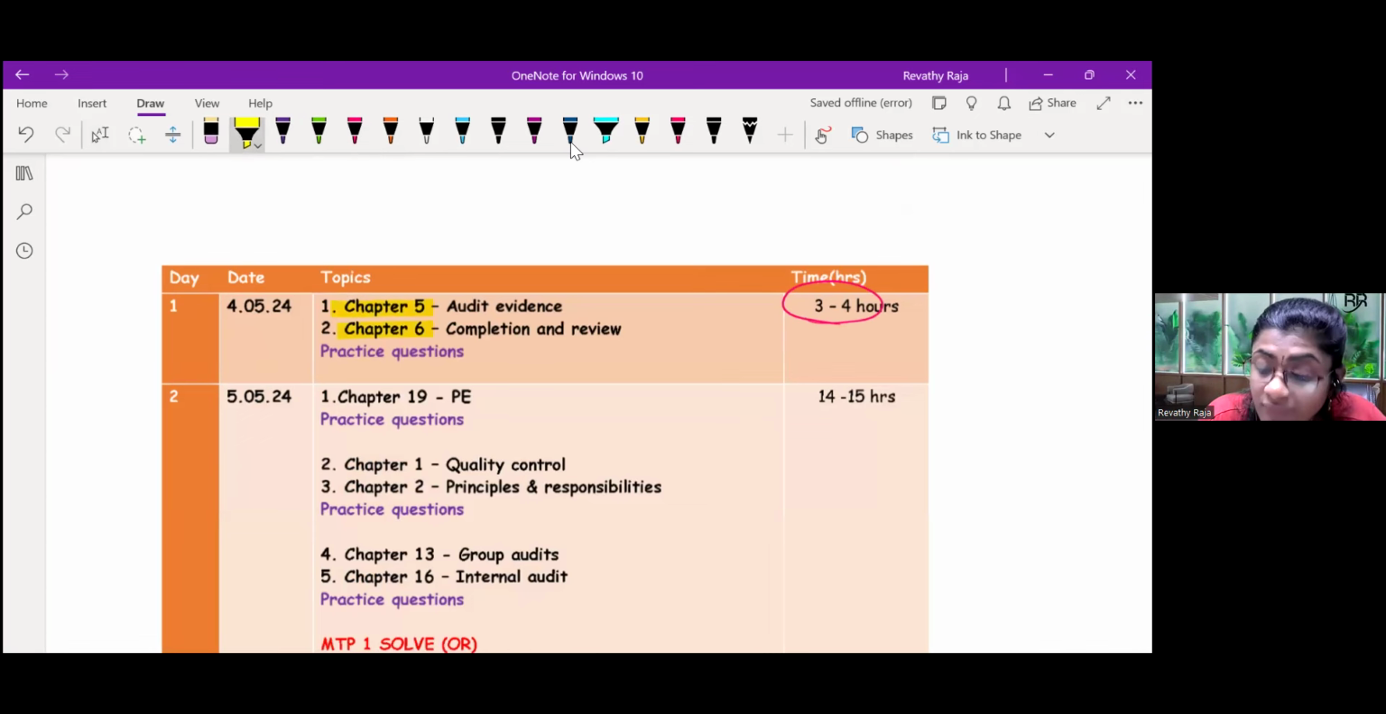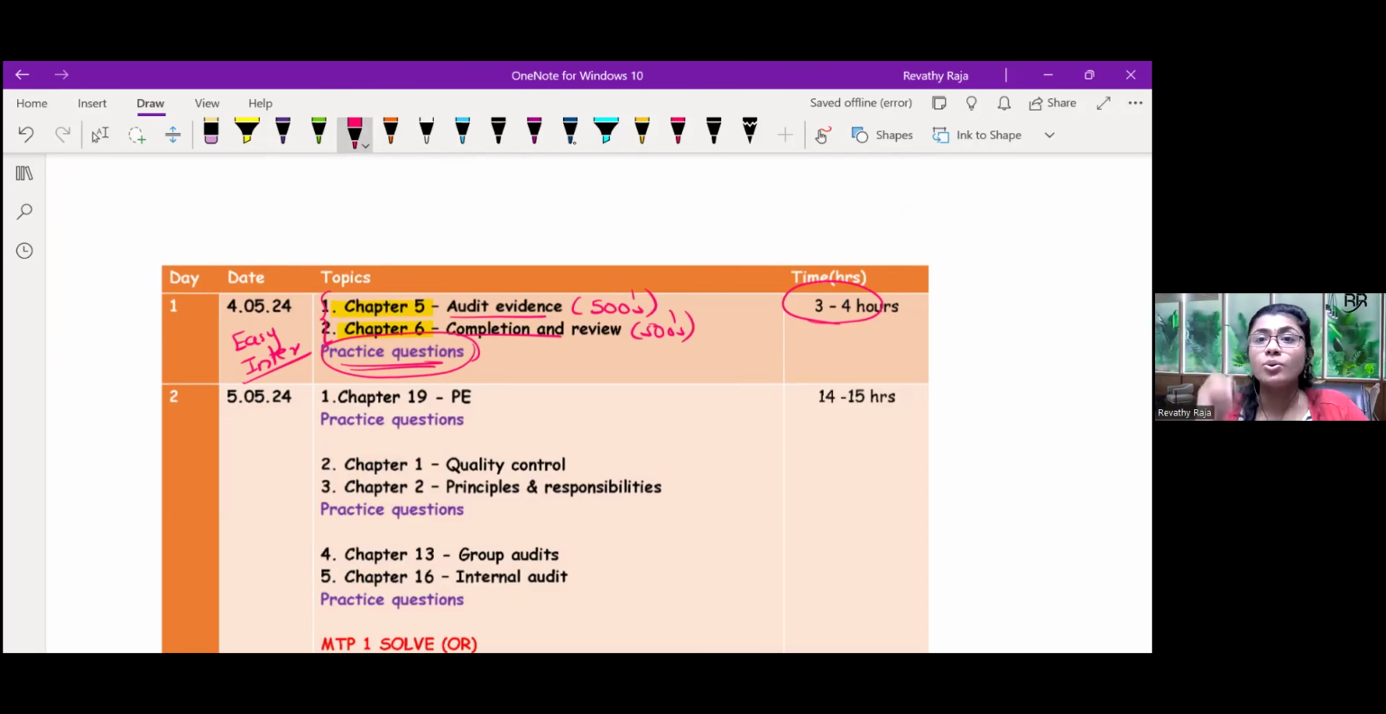Chapter number 5 and 6 are chosen mainly on that day because chapter number 5 is audit evidence, which is mainly the 500 series. And chapter number 6, which is again 500 series only. Both these chapters are easy to intermediate level standards. You can finish off quickly. Once you finish revising the chapters, go through the short notes or some material. After that, make it a point that you do the test your understanding, test your knowledge and MCQ questions in the ICAI material.